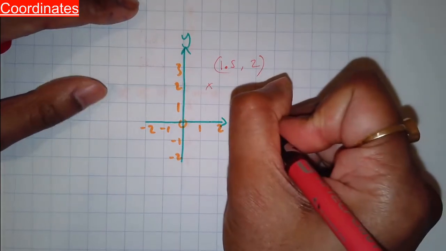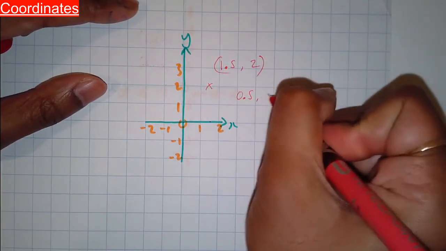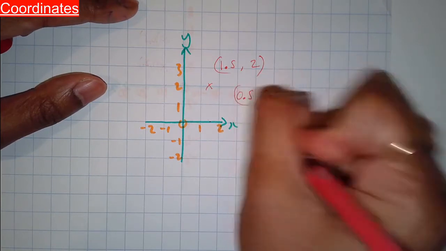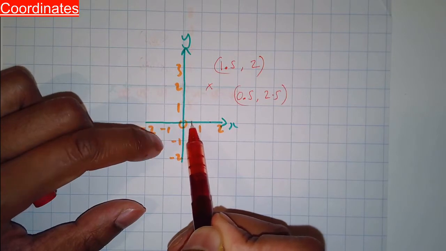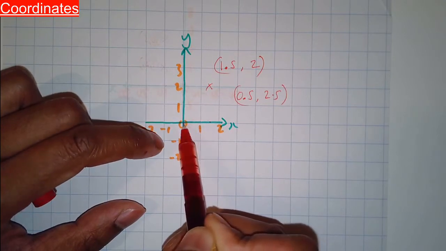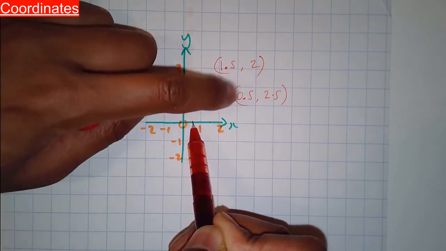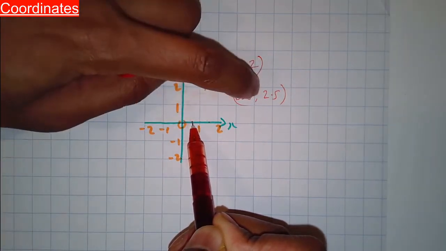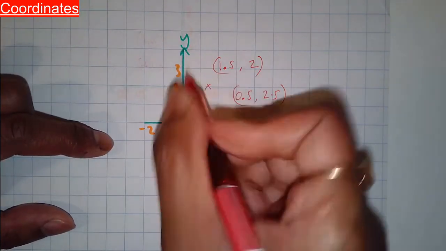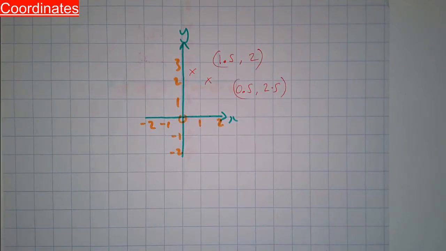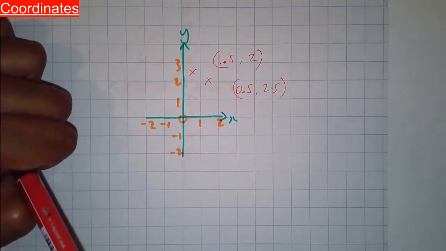Or I could have something like this, 0.5, half, and then 2.5 up the stairs. So start from the origin, 0.5 is right there, it's halfway between 0 and 1. So 0, that's a half, 0.5 along the corridor, and then I want to go 2.5 up the stairs. 1, 2, 2.5 is right there. So you could have decimal numbers, fractions as coordinates.